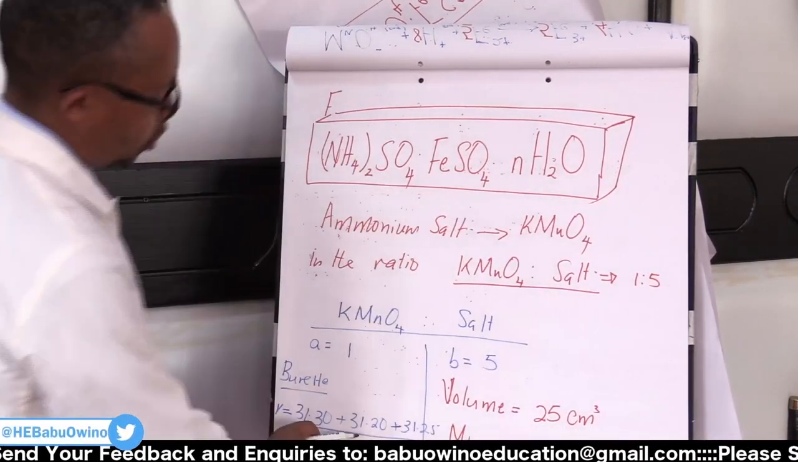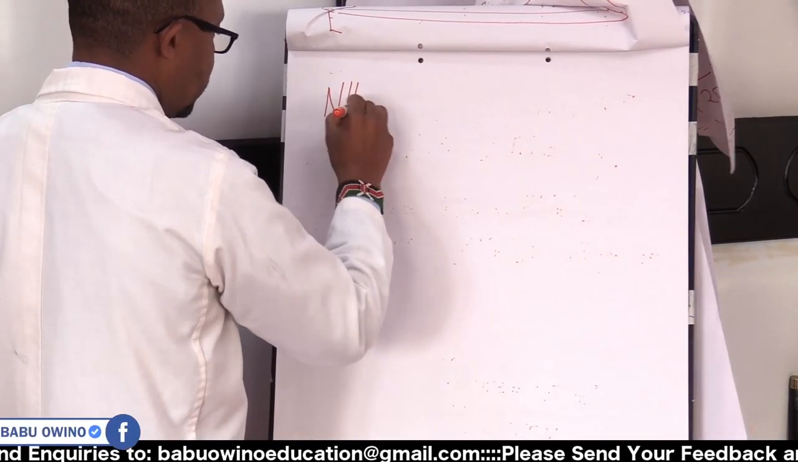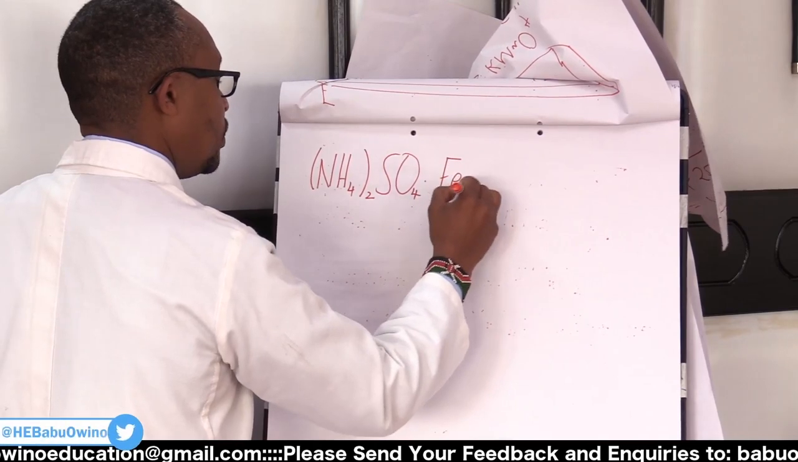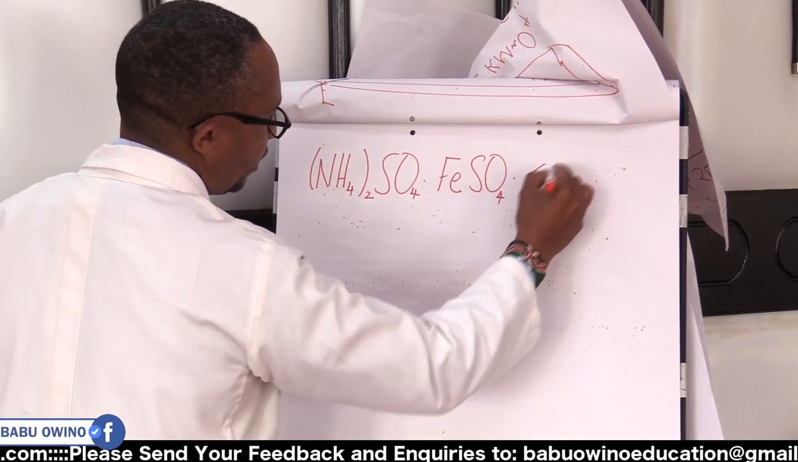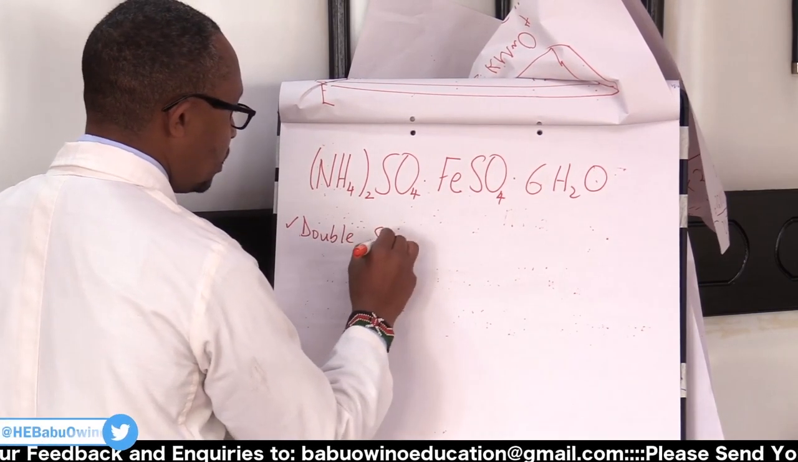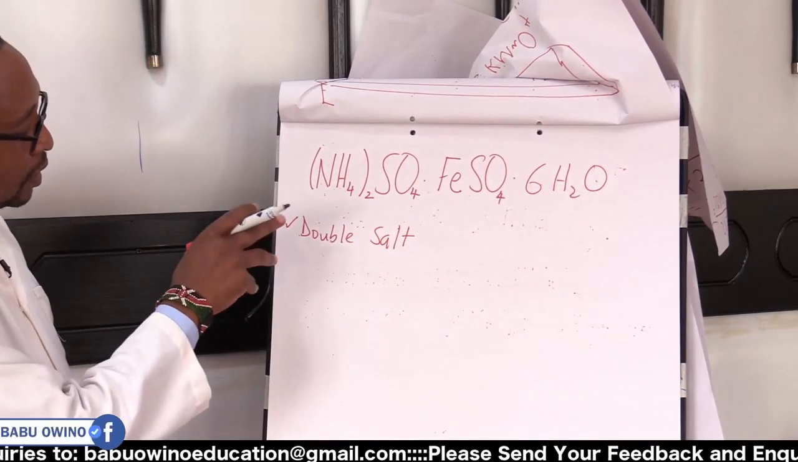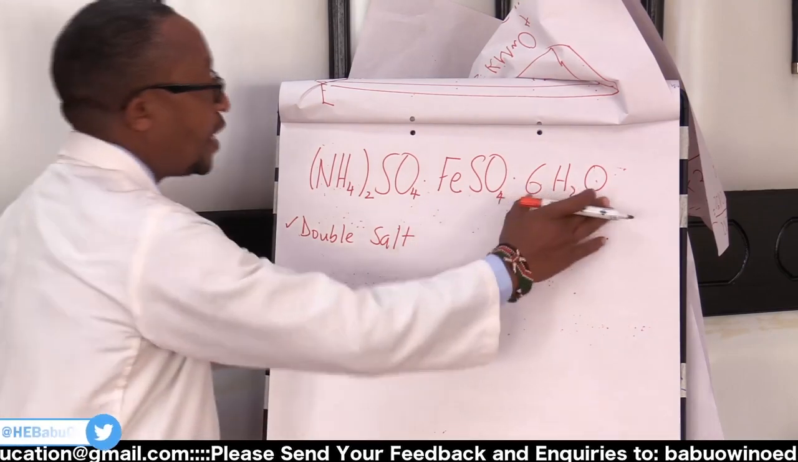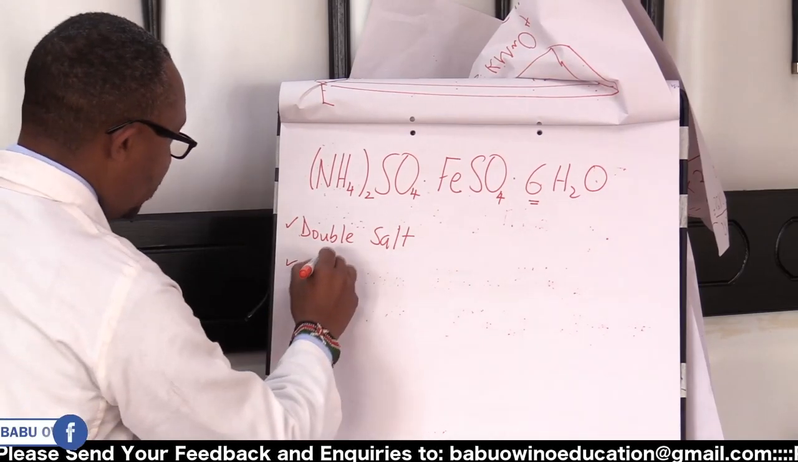The other version of that same question is, we have said once again, this is the formula of the salt. We say ammonium ferrous sulfate, which is a double salt, and also it is hydrated. It is a double salt in the sense that it has two salts in one. A crystal of this salt has ammonium sulfate in it and iron 2 sulfate in it, and it is hydrated with 6 water molecules.